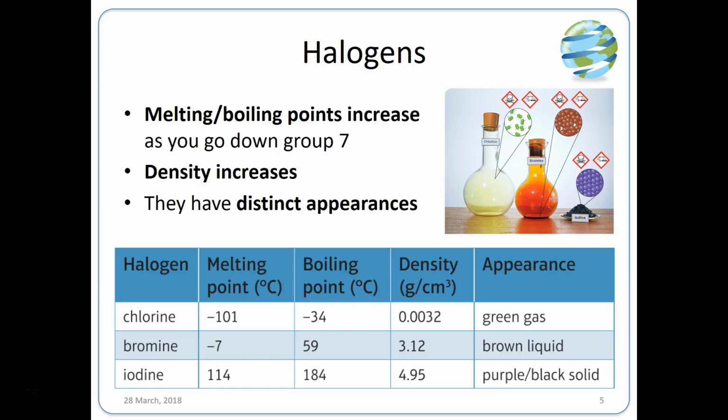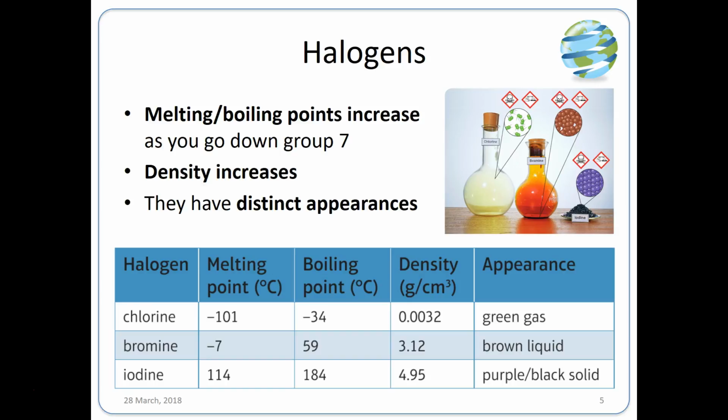Now halogens have quite distinct properties. As you move down the group, the melting and boiling points increase. This can be seen with the state of each of the different elements. So chlorine is a gas, bromine is a liquid, and iodine is a solid. So obviously everything below iodine would also be a solid. Now you'll notice fluorine is missing from this table as well. Fluorine is also a gas, because fluorine is above chlorine.